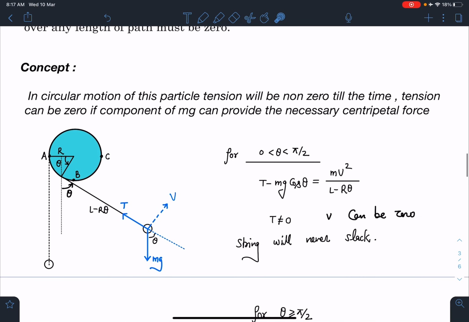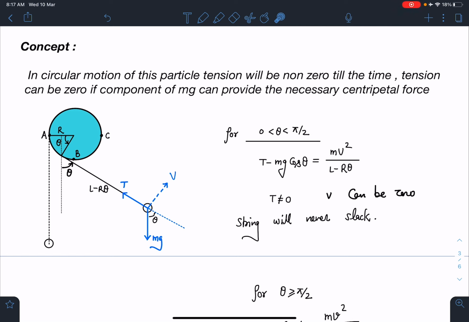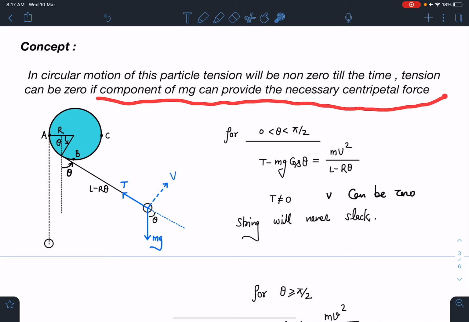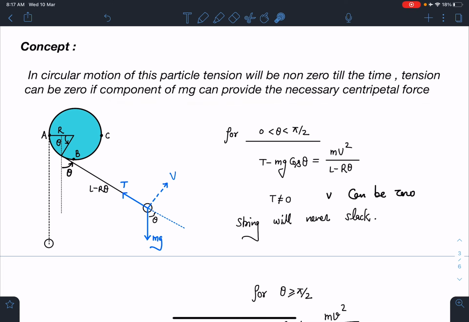A very good hint is also given in this problem, which will make our life very easy. Concept-wise, if you analyze the situation at any general theta, in the circular motion of this particle, tension will be non-zero as long as something is there. Tension can be zero if a component of mg can provide the necessary centripetal force. This is the main thing.